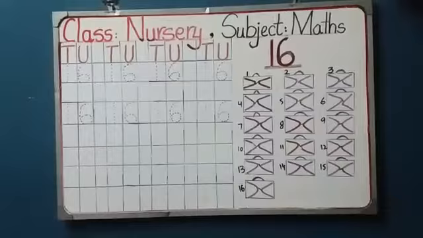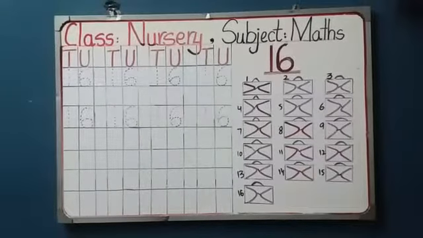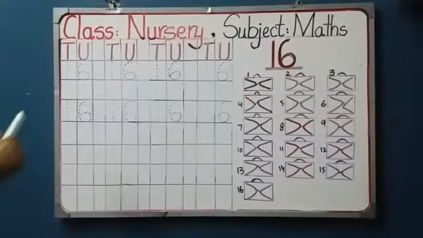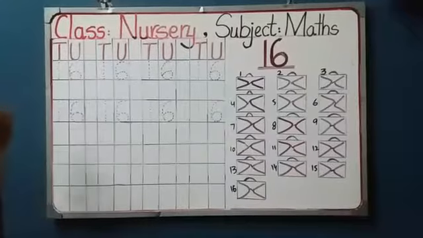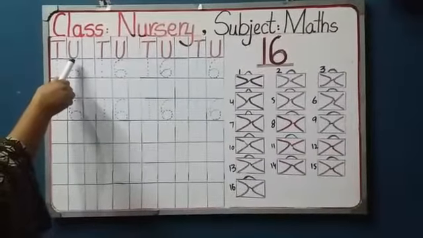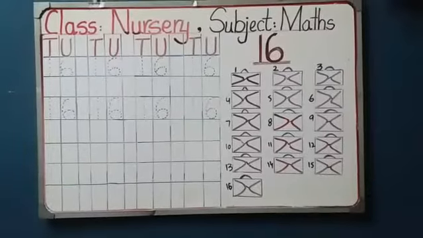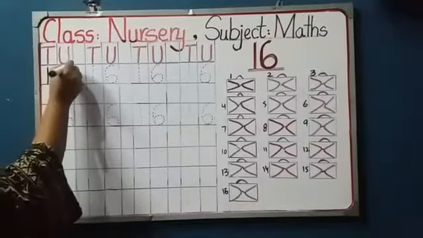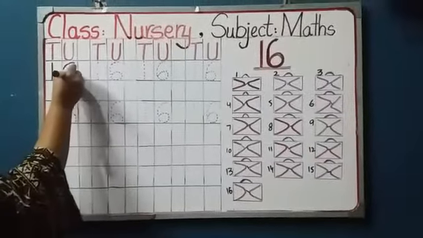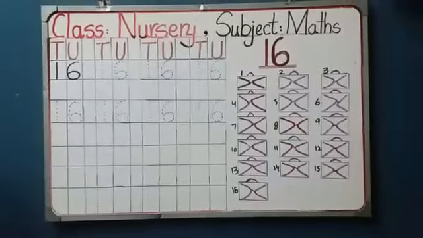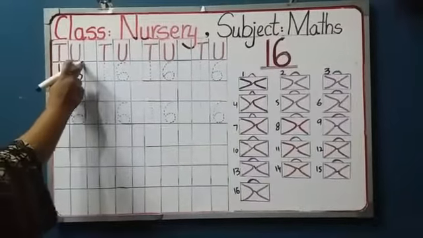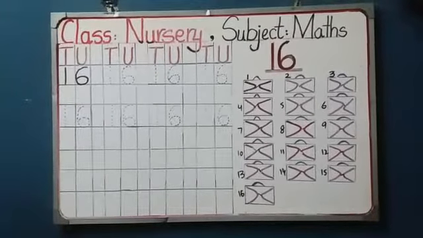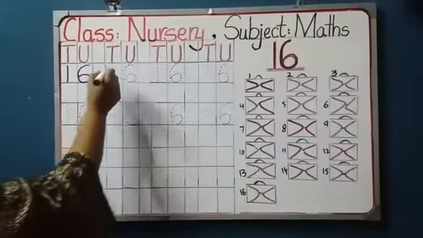Okay, students, now how to write 16? We will start 16 under U and T. We will start from U and T. So look here. We will write 1 under T and 6 under U. U means 1, single digit, and T means 10, means 2 digit. Okay? So trace with me.